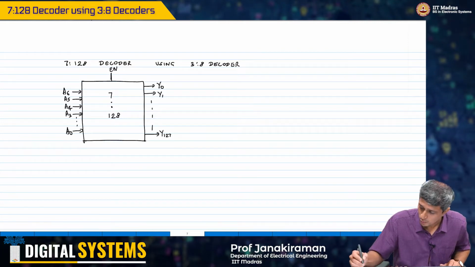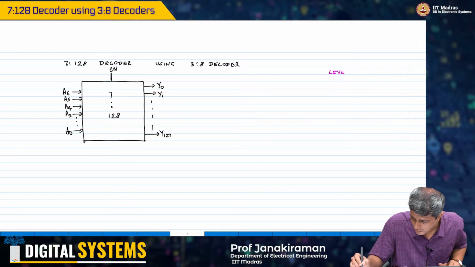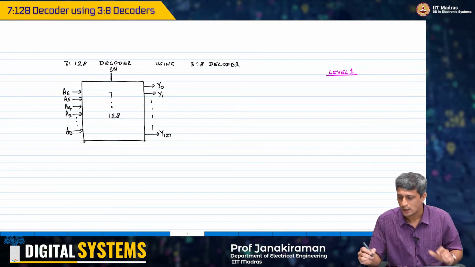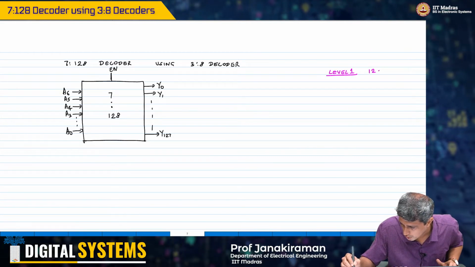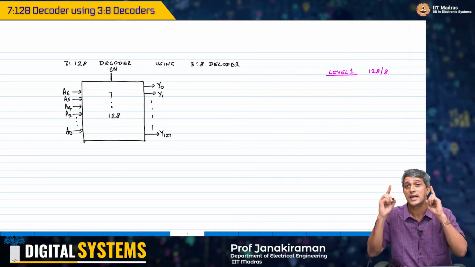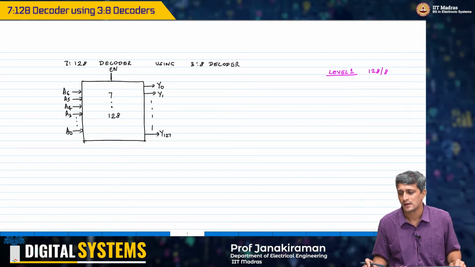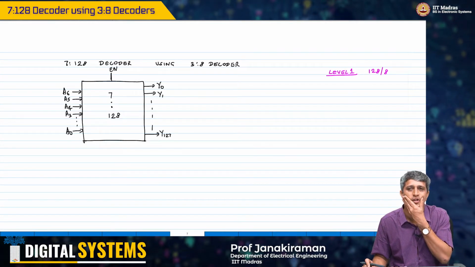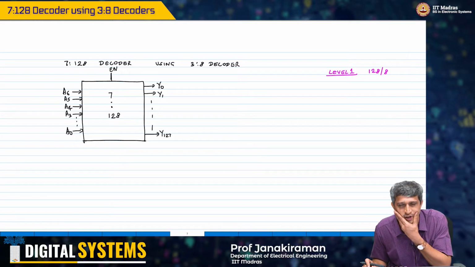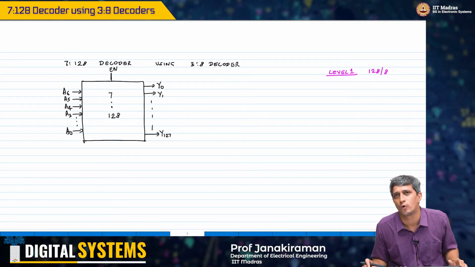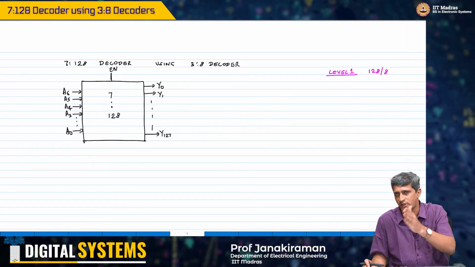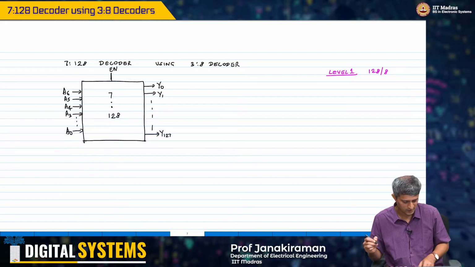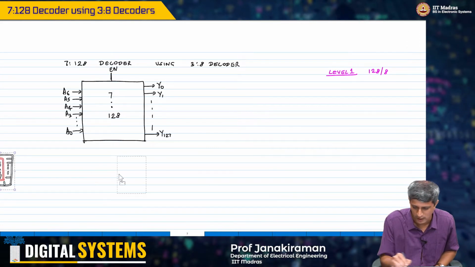So in my level 1, what do I need? I need 128 outputs, so 128 divided by 8 decoders. How much is 128 by 8? 2 power 7 by 2 power 3. So I need 16 such decoders. Last time in the 6:64, I needed 8 decoders. I need 16 such decoders now. So yeah, good.